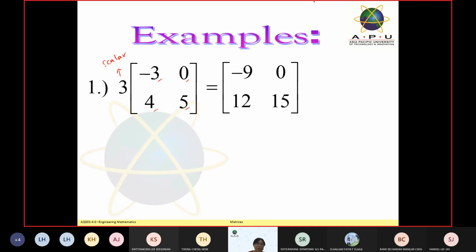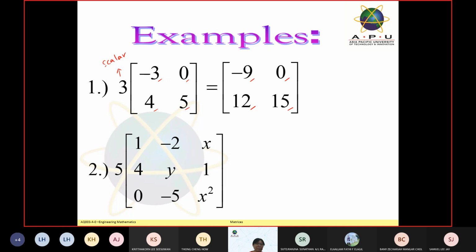So for negative 3 times 3, you get negative 9. 0 times 3 is also 0. 4 times 3 is 12. 5 times 3 is 15. So that's how we get the answer, right? Okay, now, how about this one? Students, let's do it now.